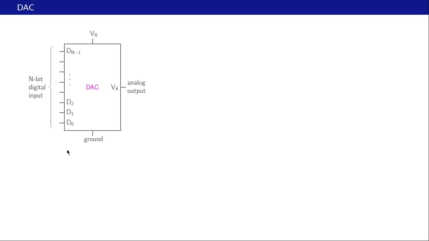Here is the schematic picture of a DAC, that is digital to analog converter. This is the digital input, this is the analog output. Then we have ground and a reference voltage for the chip. The digital input has n bits, D0, D1, D2 up to Dn minus 1. Now depending on the values of this binary number and this reference voltage, the DAC will produce an analog voltage output.